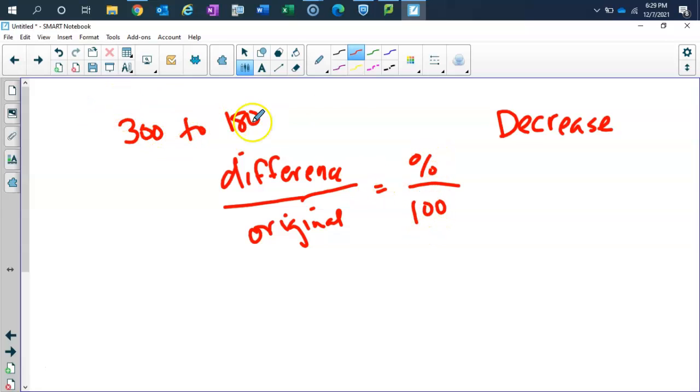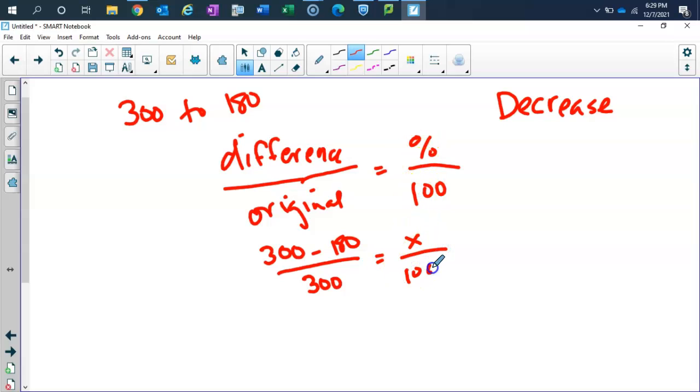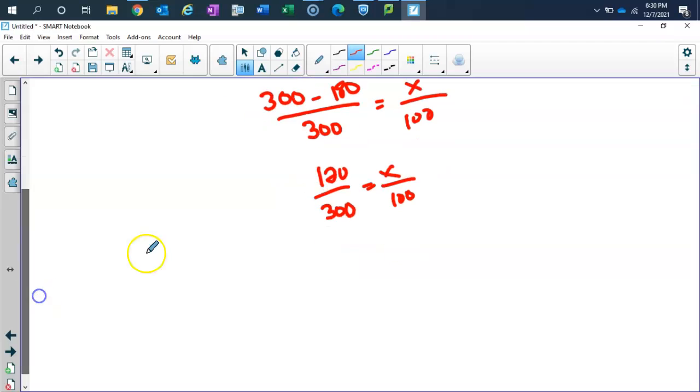If I am looking for the percent of decrease, what I would do for this problem, and this is the work that you should be writing down on your paper to upload so I can see it, is 300 minus 180 over the original number 300 equals, we're looking for the percent, so x over 100. Now we're going to work this out. 300 minus 180 is 120 over 300 equals x over 100. How do we solve that? We cross multiply. 300 times x is 300x equals 120 times 100 is 12,000.